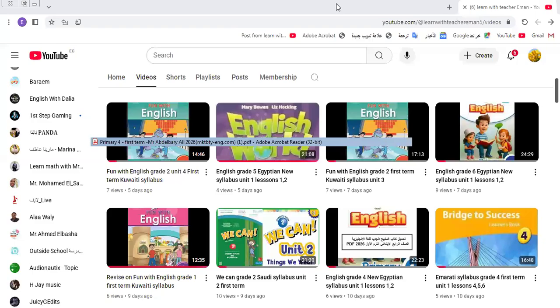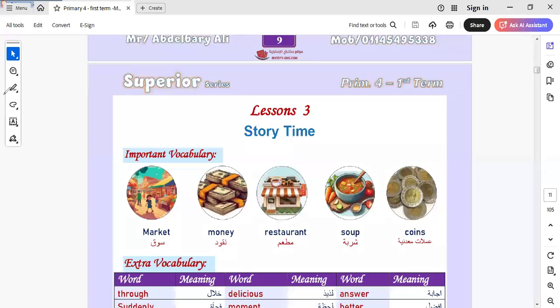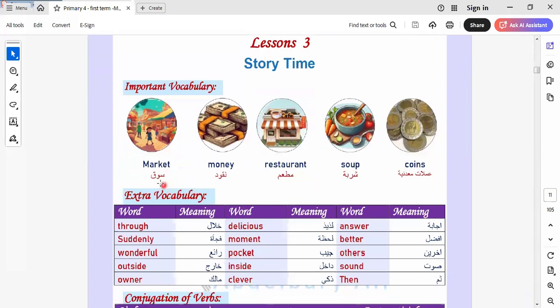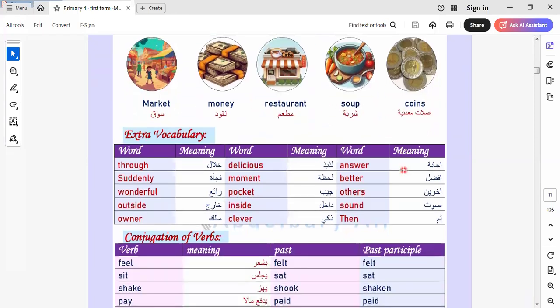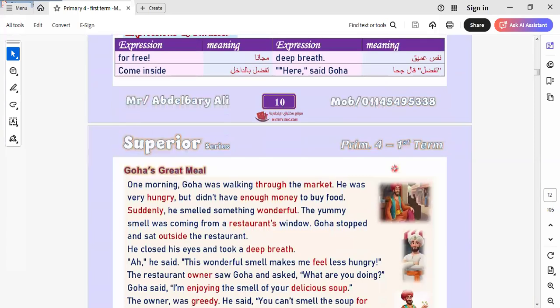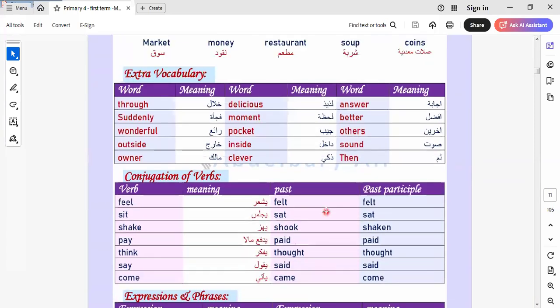Today I will resume unit 1 that I started last class. Last class I stopped here in this part, which is story time. Let's learn it together. In this part we have some vocab: market, money, restaurant, soup, and coins. The story here is about Goha's great meal. Let's know the vocab, then we start to read the story together and learn the new vocab in this story.